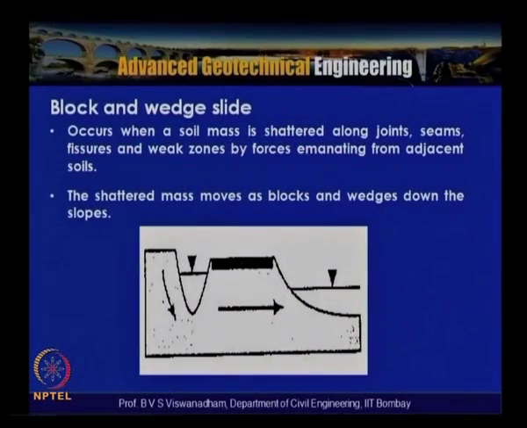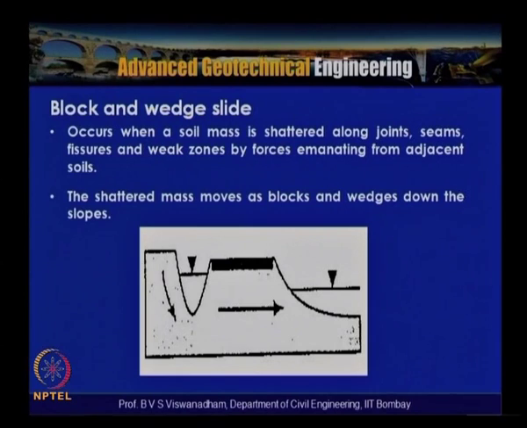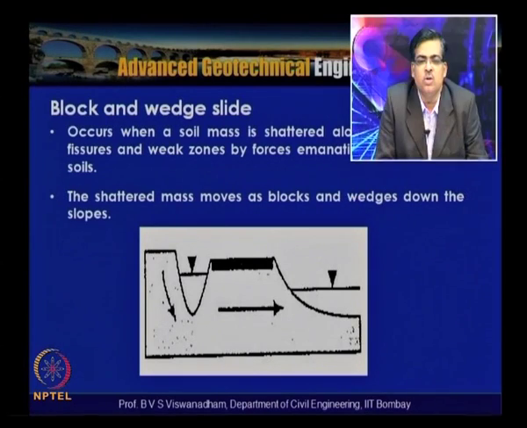And some block and wedge slide failures. This basically occurs when a soil mass is shattered along joints, seams, fissures and weak zones by forces emanating from adjacent soils, or some excavations or dredging, which happens in some clay soils under undrained conditions. They also undergo some block failures. So this shattered mass moves as blocks and wedges down the slopes. So the slope mass moves in the form of blocks or wedges.